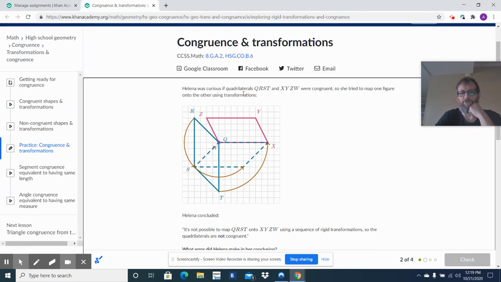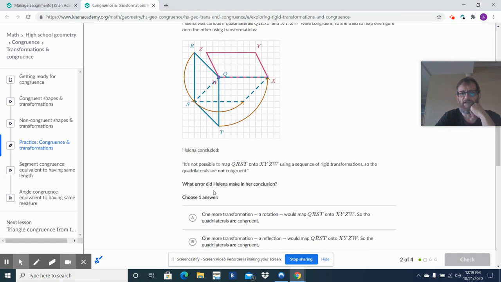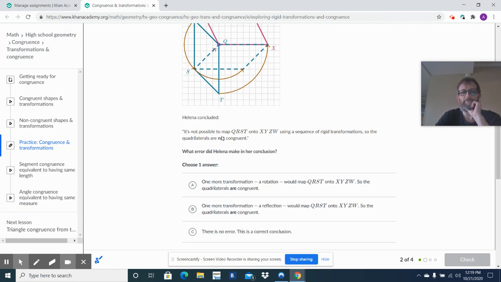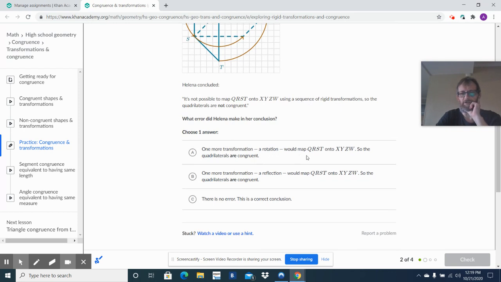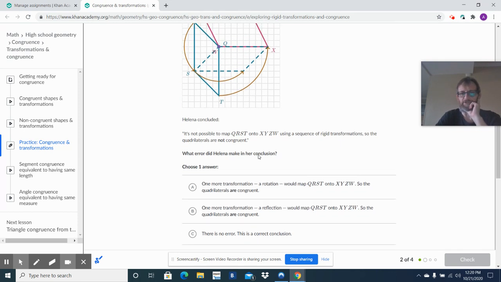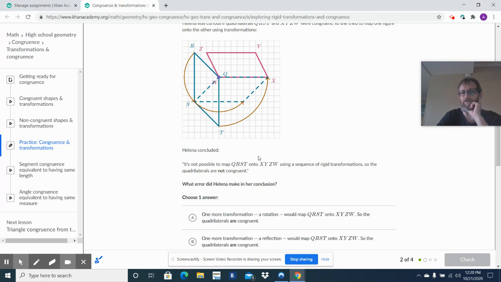All right. Question 2. Helena was curious if quadrilaterals QRST and XYZW are congruent, so she tried to map one figure onto the other using transformations. It is not possible to map QRST onto XYZW using a sequence of rigid transformations, so the quadrilaterals are not congruent. What error did Helena make in her assessment? One or more translations or rotations would map it onto. So they're saying, well, she just didn't quite go far enough.